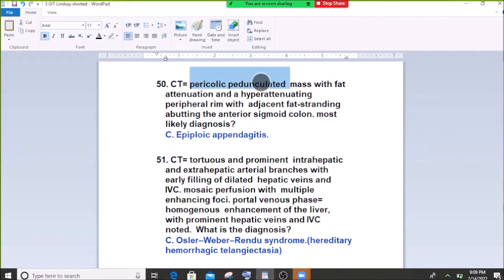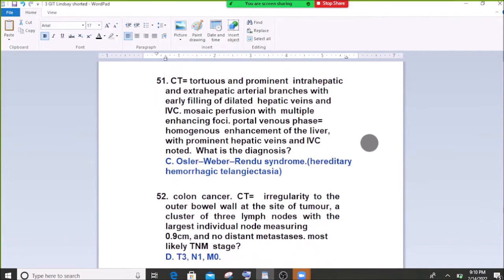50. CT shows a pericolic mass with fat attenuation and a hyperenhancing peripheral rim with adjacent fat stranding, abutting the anterior sigmoid colon, most likely diagnosed as epiploic appendagitis. The CT scan shows a pericolic mass with fat attenuation and hyperenhancing peripheral rim with adjacent fat stranding, abutting the anterior sigmoid colon, most likely diagnosed as epiploic appendagitis.